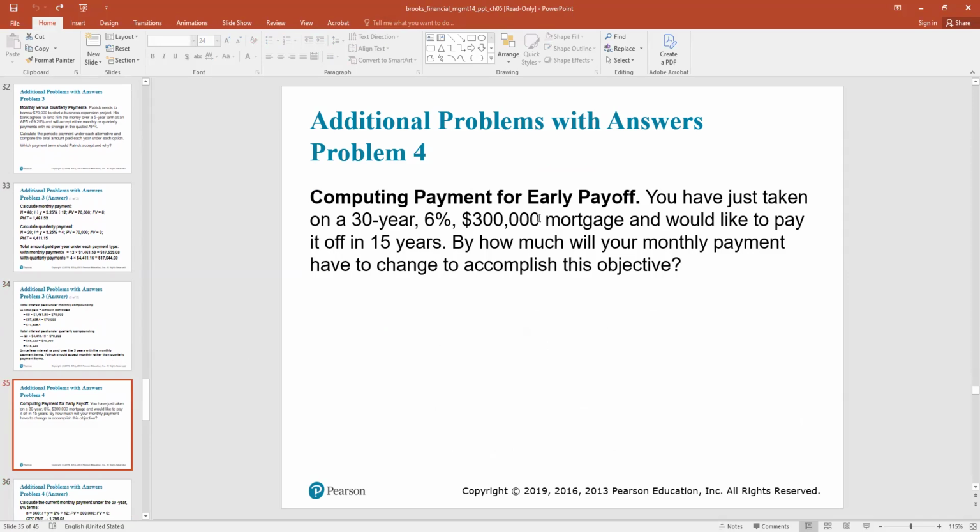Computing the payments for early payoff. You have just taken a 30-year loan. Okay, you do it. We did the same example. You try to solve it.